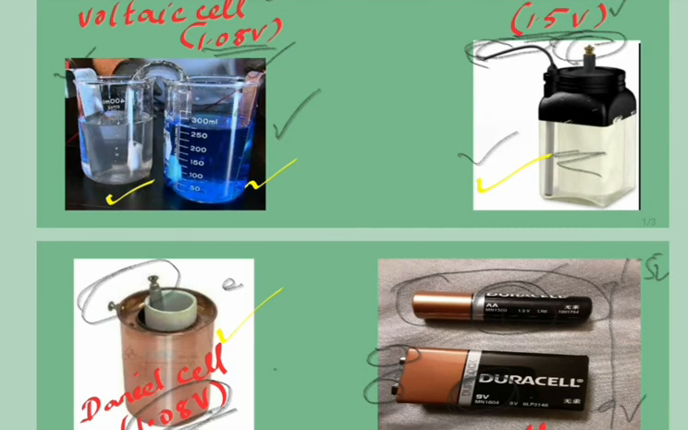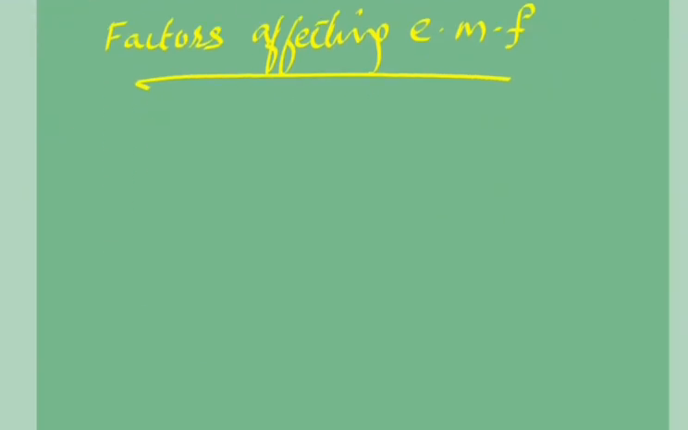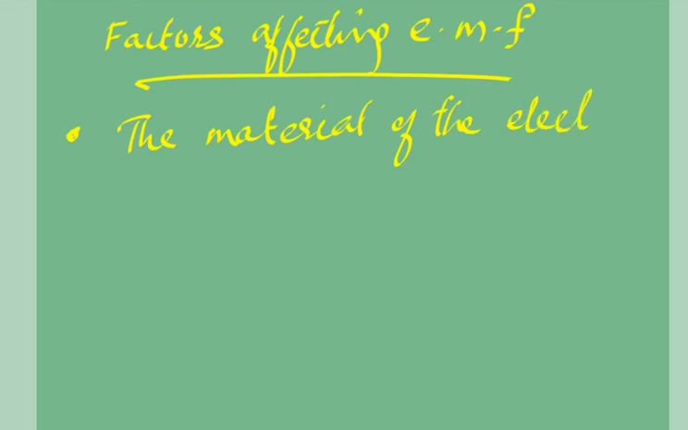So there are two factors which affect the EMF of the cell. The first factor is the material of the electrode. That is, the positive electrode and negative electrode, anode and cathode, can be made of different material, maybe zinc, maybe copper, maybe platinum, etc. Isn't it? So different material will affect the EMF value also.